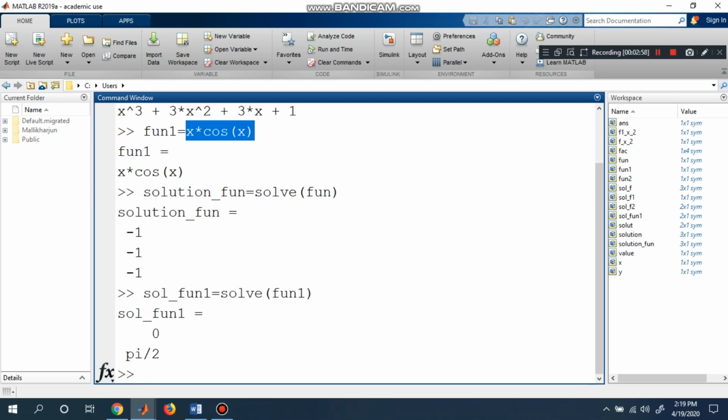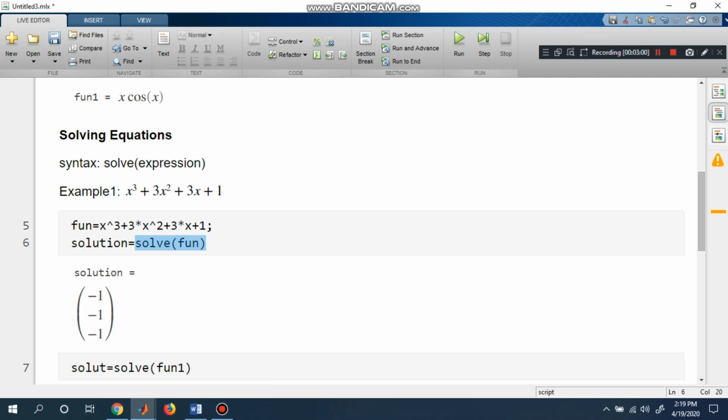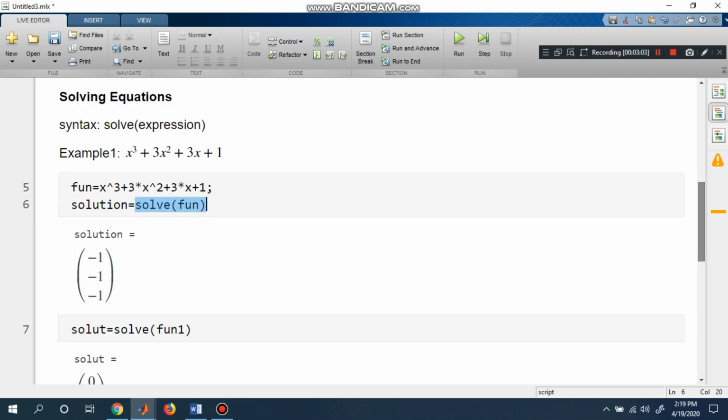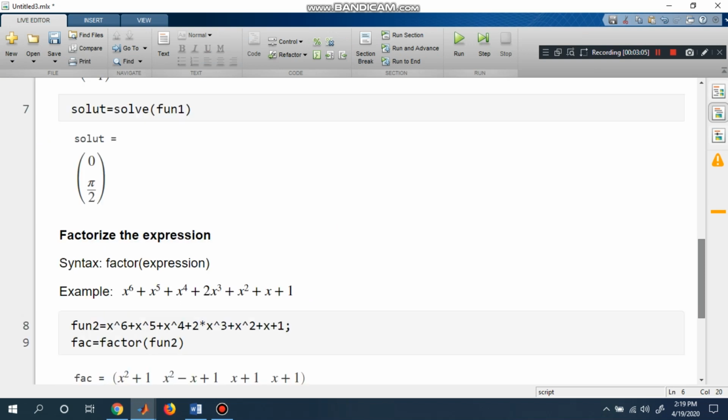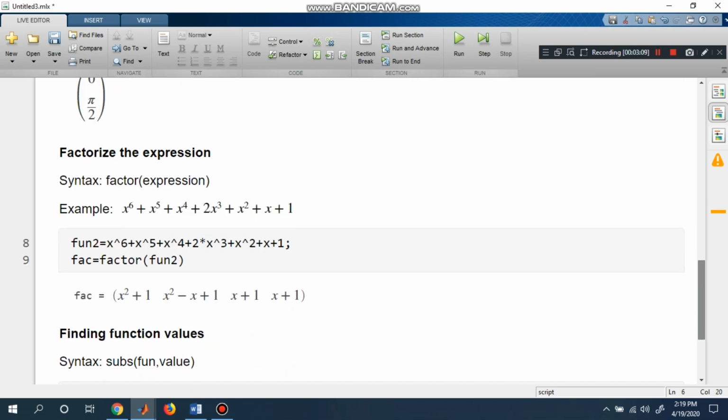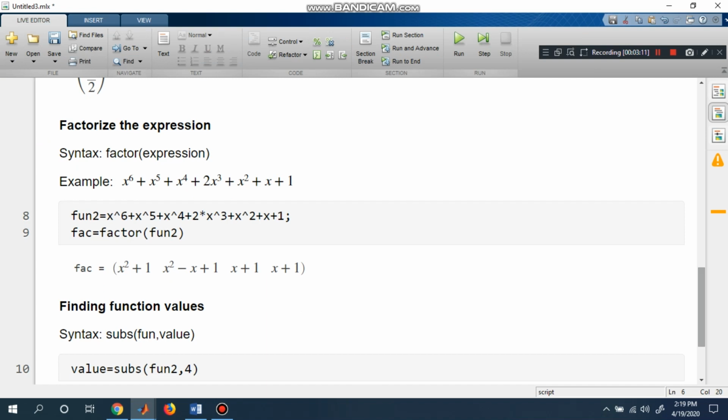Now suppose I would like to find factors. I would like to find the factors for a certain polynomial. What is the syntax for finding the factors of a certain expression? Factor is the syntax to find the factorization of an expression. Suppose I am taking a huge expression here, a polynomial with degree 6, and this is the expression I am typing in MATLAB, and to factorize it this is the syntax.